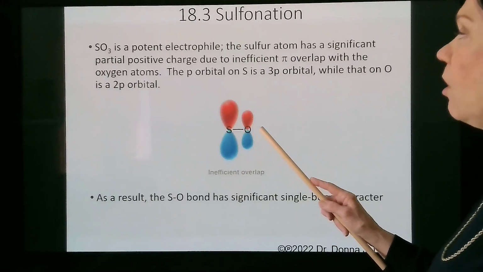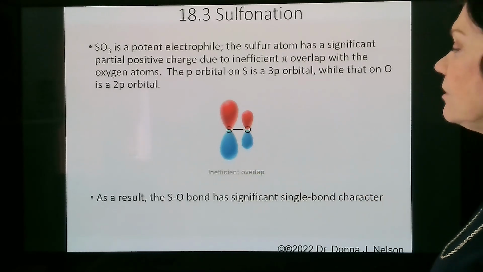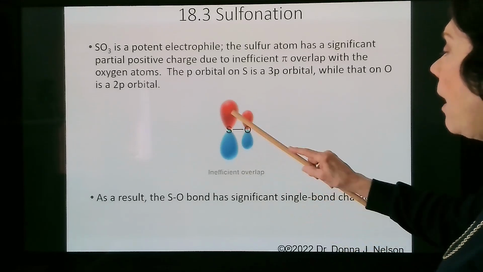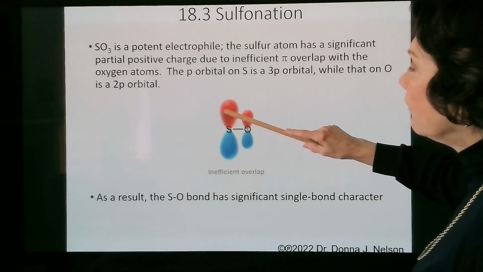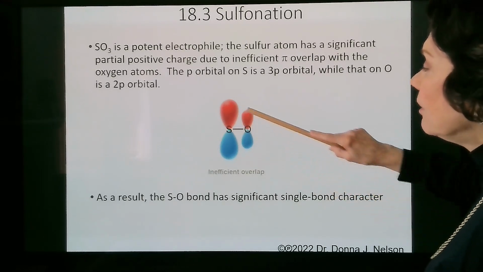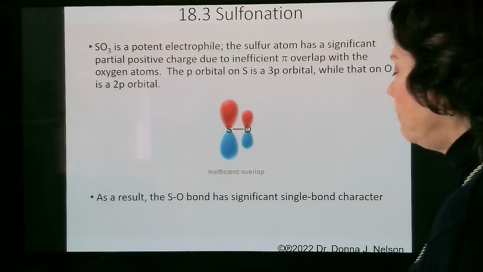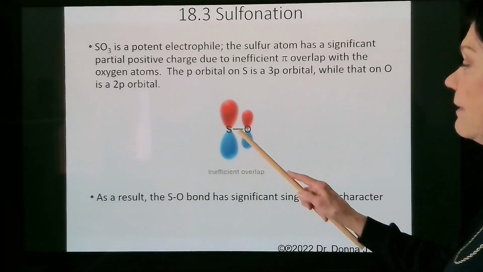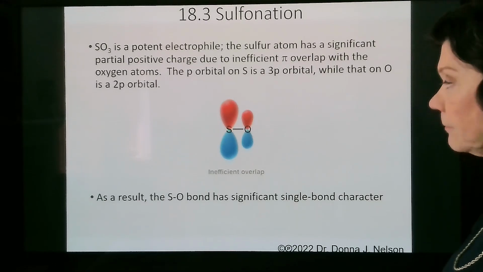SO3 is a strong electrophile. The sulfur atom has a significant positive charge because of the inefficient pi overlap. So the p orbital on sulfur is a 3p orbital. This is a 2p orbital. And so there's not very good overlap here. And so that makes the sulfur-oxygen pi bond somewhat weak, and this will have a lot of single bond character.